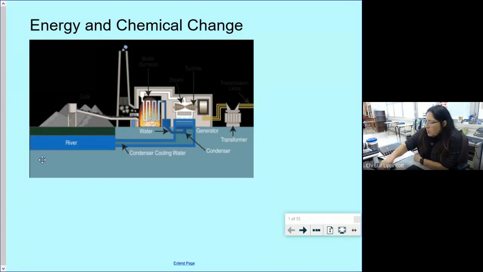Okay, so energy and chemical change. We can change energy from one form to another. For example, if you had a coal burning plant, the coal has energy stored in the bonds of that coal, and they're going to burn that coal, which then heats up this water. So heat energy is getting transferred from a chemical bond into heat.